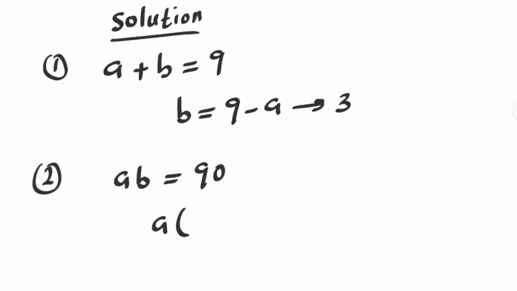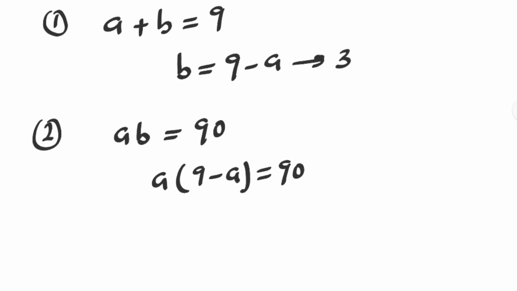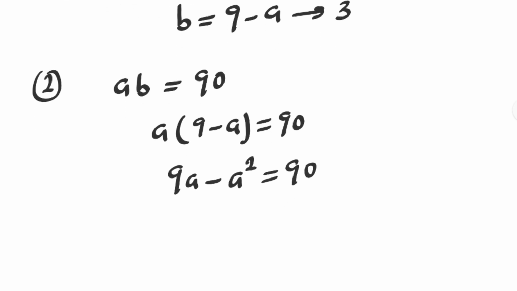A bracket 9 minus a is equal to 90. Now let us open the bracket with this a. A multiplied by 9, this is 9a, minus a multiplied by a, a square, is equal to 90. Let us equate everything to 0. 9a minus a square minus 90 is equal to 0.